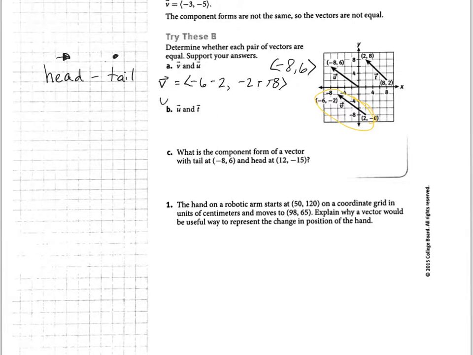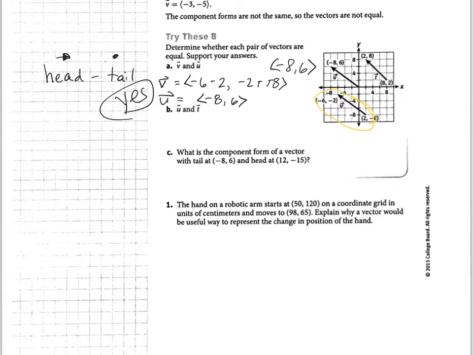Now, vector u is in standard position, and it's easy to subtract 0, so -8 minus 0, and 6 minus 0, and so yes, these are equal. Equal vectors means they have the exact same component form, meaning they have the same length and they have the same direction.